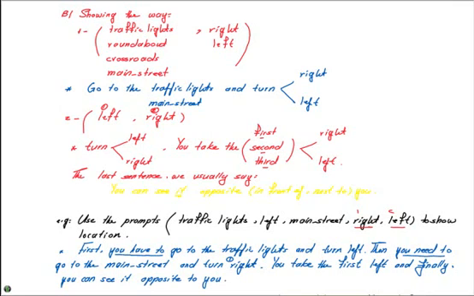First you have to go to the traffic lights and turn left. Then you need to go to the main street and turn right. You take the first left and finally you can see it opposite to you.